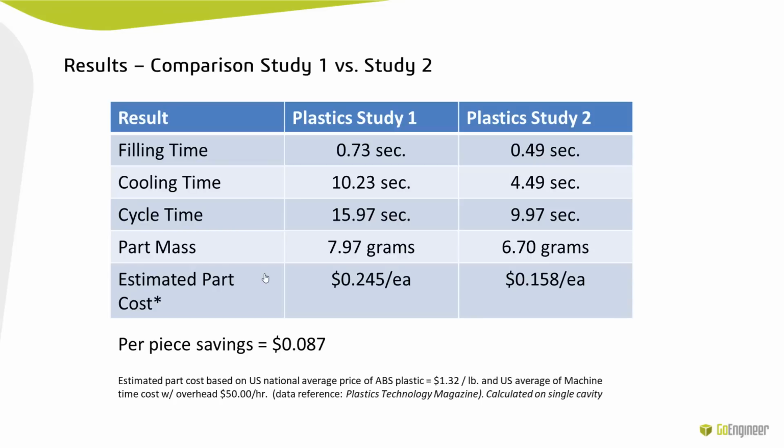So our overall cycle time went from 15.97 seconds to 9.97 seconds. And then our part mass dropped from 7.97 to 6.7. So based on if this was just a single cavity mold, we're saving almost 9 cents a piece for these parts. So add that up, 100,000 parts over a year, that's over $8,000. That's way more than the cost of the software just for these simple tools.